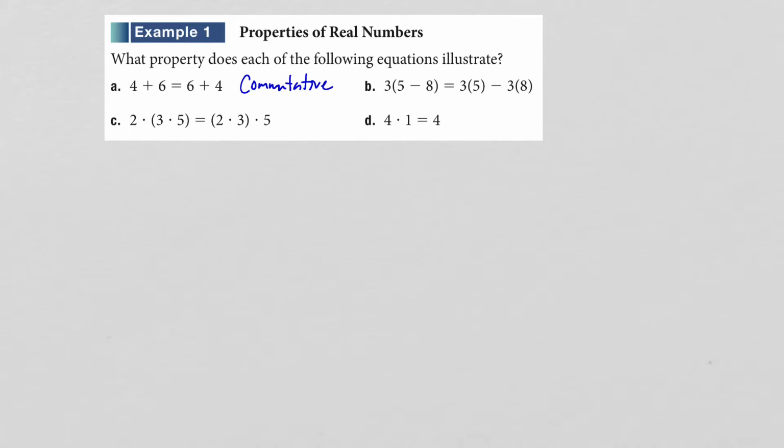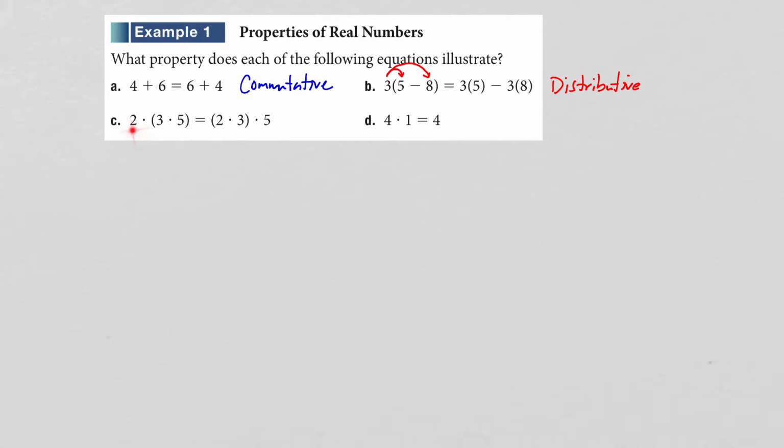In the next example, we have 3 multiplied by 5 minus 8 is the same as 3 times 5 minus 3 times 8. So what's happening here is the 3 on the outside is being multiplied to 5, and the 3 on the outside is being multiplied to 8. And when you do this, this is the distributive property. And the way I like to think of it is that we are distributing the 3 to each of the 5 and the 8. So we are multiplying 3 to 5 and multiplying 3 to 8.